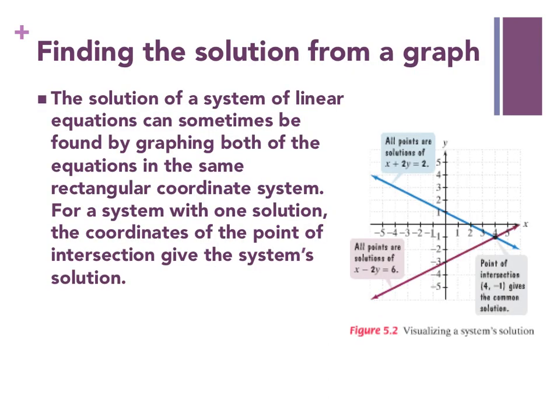So one way to find a solution is from a graph, which will eventually graph these. The solution of the system of linear equations can sometimes be found by graphing both the equations in the same rectangular coordinate system. For a system with one solution, the coordinate points of the intersection give the system's solution. So if the graphs intersect at one spot, then that single solution, which on this one is (4, -1), would be your solution. If these turn into nonlinear, like a parabola and a line, you can have 2 solutions, okay?